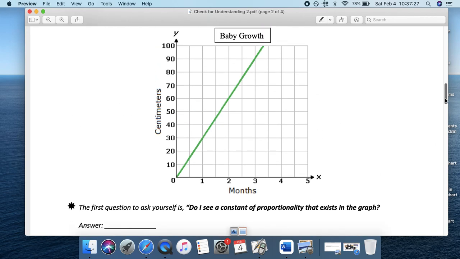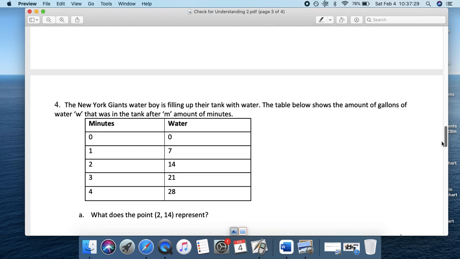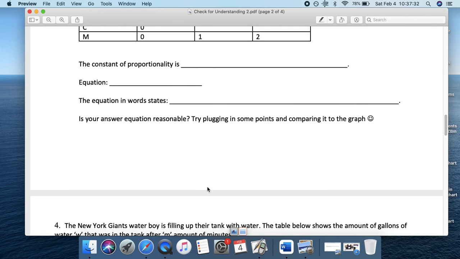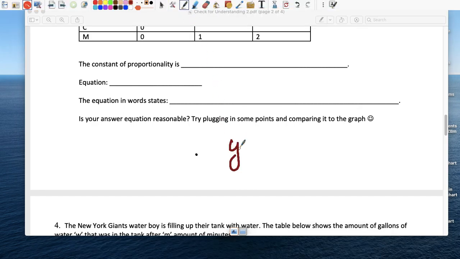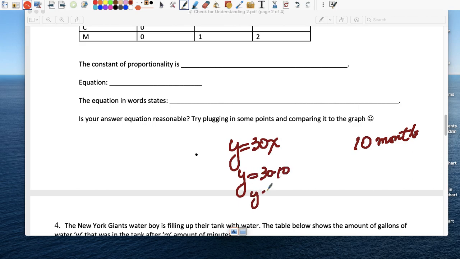So if your equation is y equals 30x, and I don't know how far this can go, but let's play to 10 months. If that's constant, y equals 30 times 10, y equals 300 centimeters. Guys, want to think about that for a second? That means the baby at 10 months is 3 meters tall.